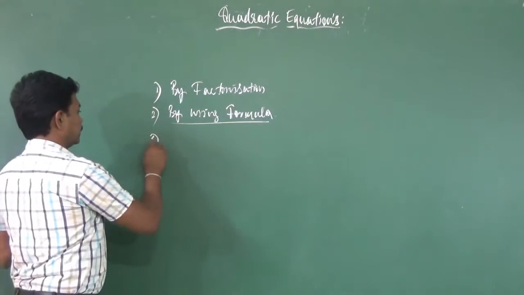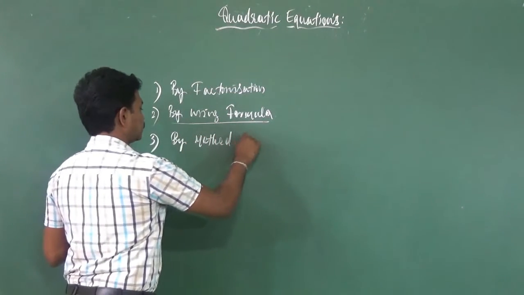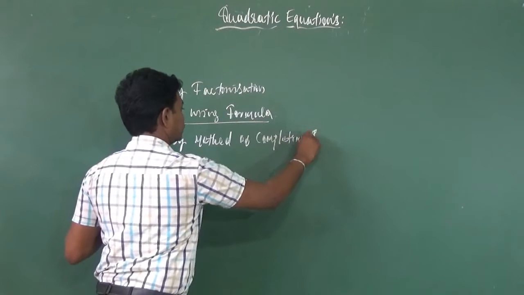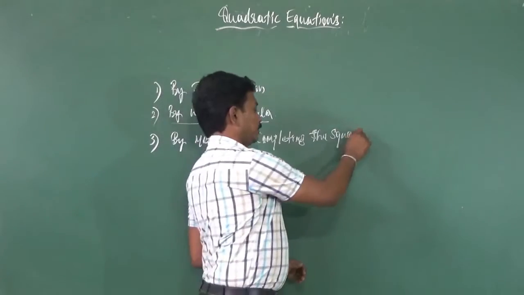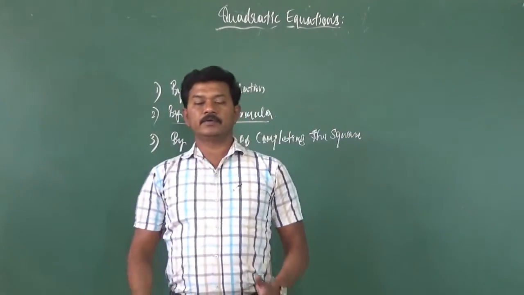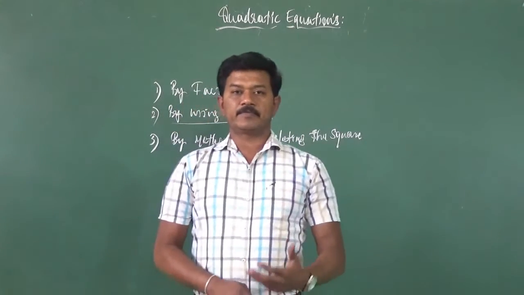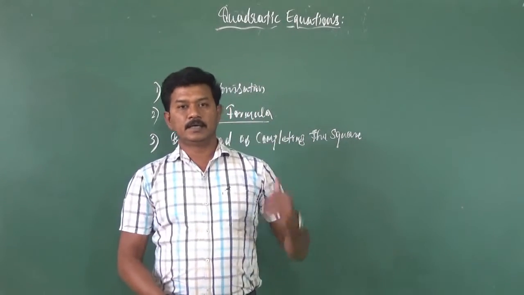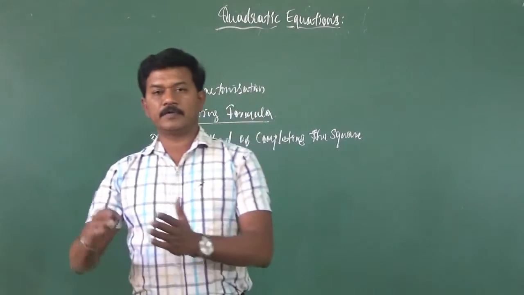So the third one is the method of completing the square. You will be given a quadratic equation where you have to find the roots. In that, we split the quadratic equation into two parts, where the LHS is made a perfect square. Then by taking the square root on both sides, we get the roots of the quadratic equation, that is by the method of completing the square.